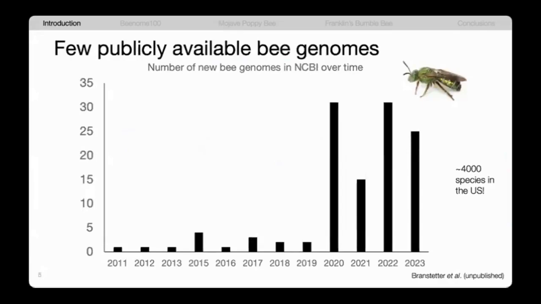And many, but not all, of these genomic approaches require some sort of reference genome. However, a minuscule percentage of all bee species have publicly available genomes on NCBI. So this plot shows the number of genomes by release year. You can see that there's an upward trend in the number of genomes, in part due to improvements in technology and global genome sequencing initiatives. However, keep in mind that there are around 20,000 bee species worldwide, with around 4,000 in the US alone. So this is a really small fraction of the world's bee diversity.